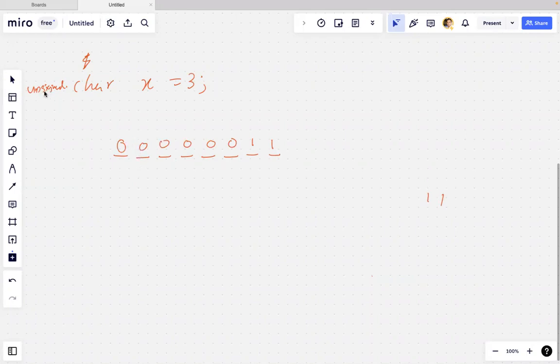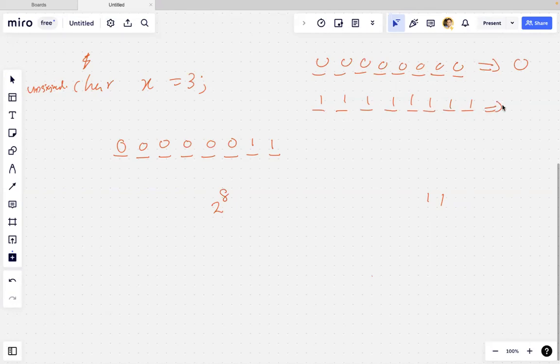Since this is unsigned char, the entire 8 bits, that means 2 to the power 8. So here 8 bits are available. The entire 8 bits can be taken to assign the value. That means the smallest value you can assign for the unsigned char is 0, 0, 0, 0, 0, 0, 0, 0. The maximum value you can assign is 1, 1, 1, 1, 1, 1, 1, 1. 0 means here the decimal value is 0.